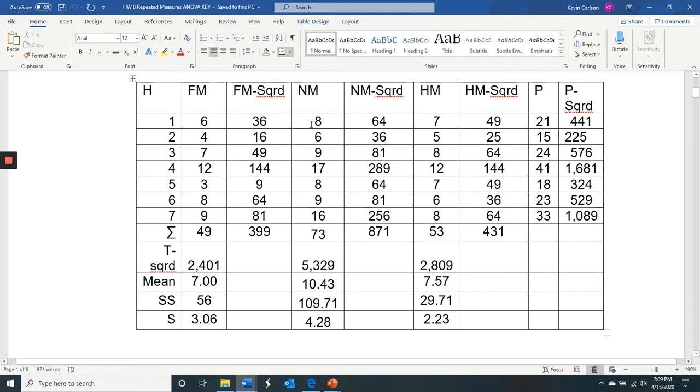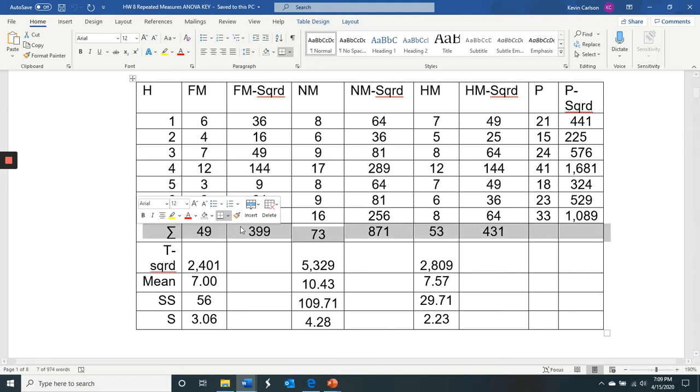Want to do the same for new moon. 8 times 8 is 64, 17 times 17 is 289, and then for the half moon, 5 times 5 is 25, 12 times 12 is 144, etc. So I set up those, and then I end up adding all these columns.